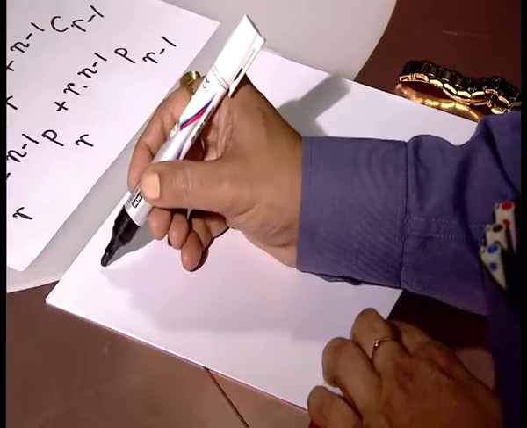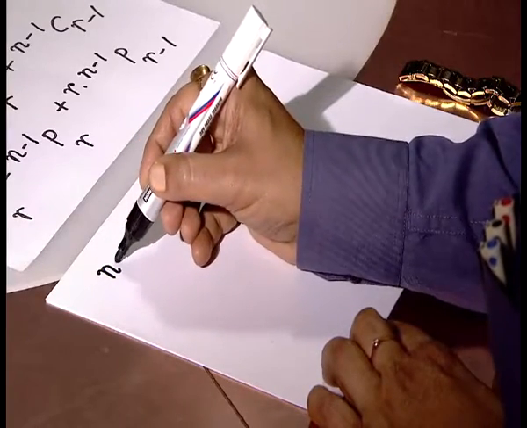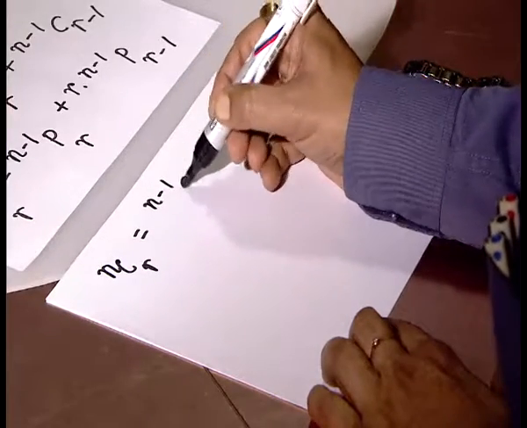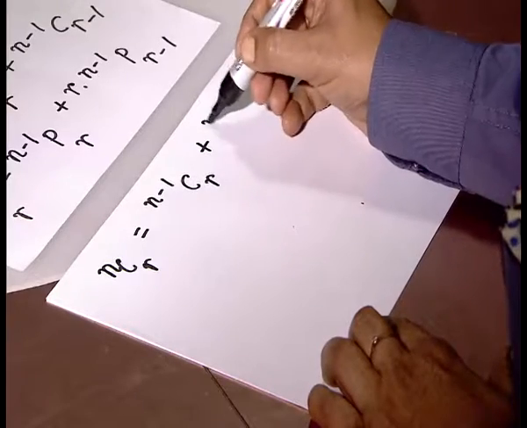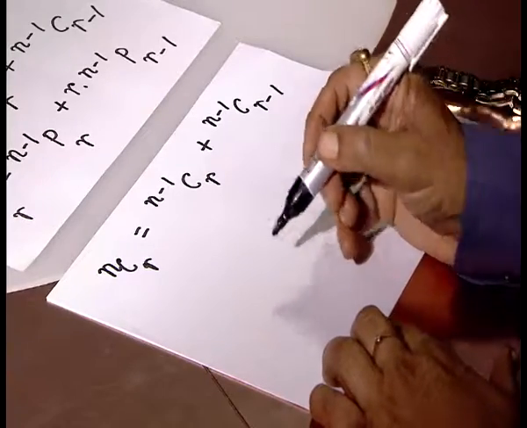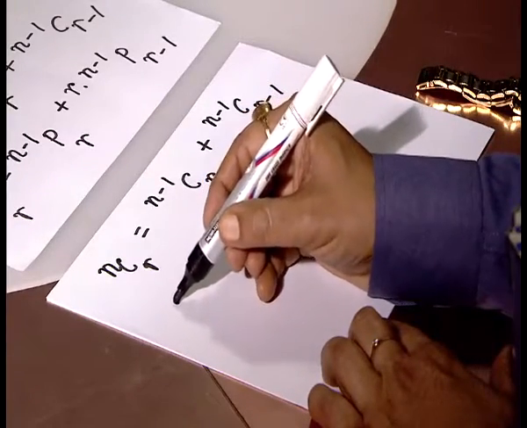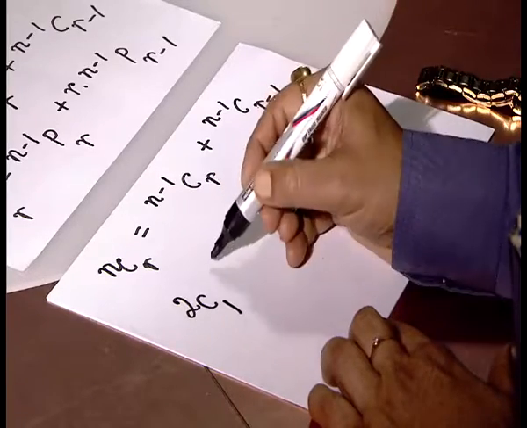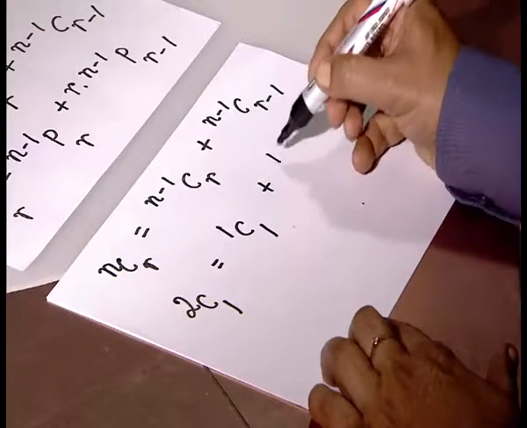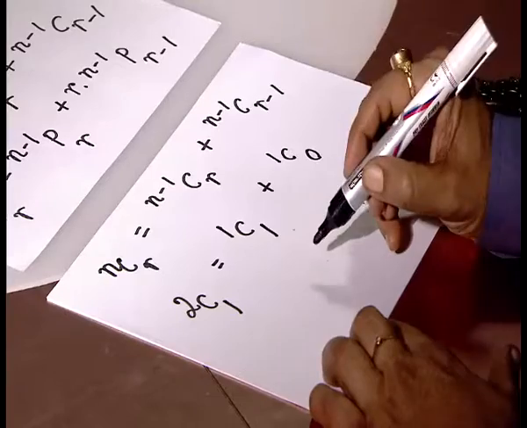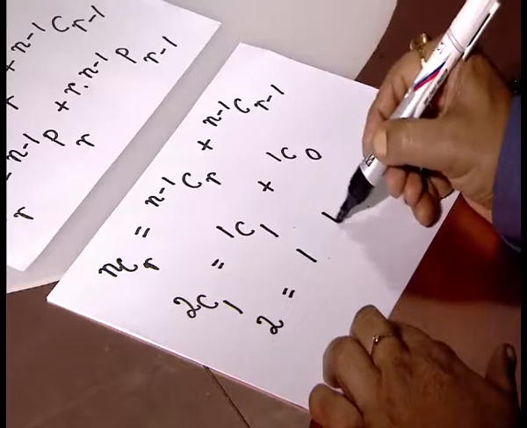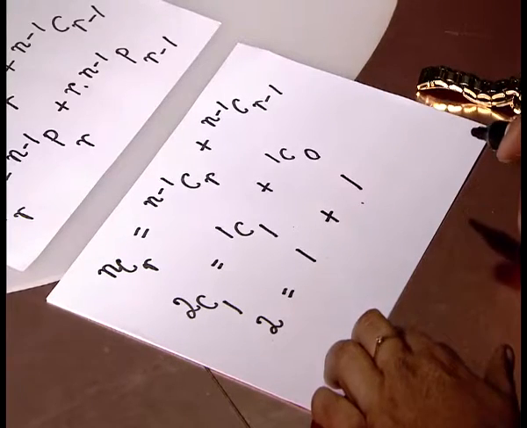Let n be equal to 2. So, the result is nCr is equal to n minus 1 Cr plus n minus 1 C r minus 1. If n is equal to 2 and r is equal to 1, you get 2C1 is equal to 1C1 plus 1C0. So, in effect, you have written 2C1 is 2, 1C1 is 1, 1C0 is 1, so 2 is equal to 1 plus 1.